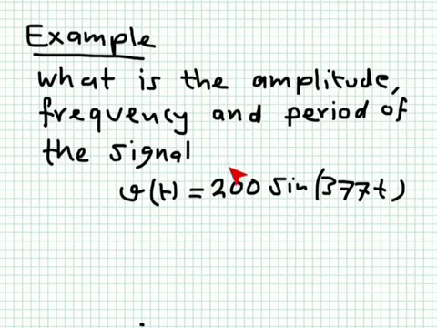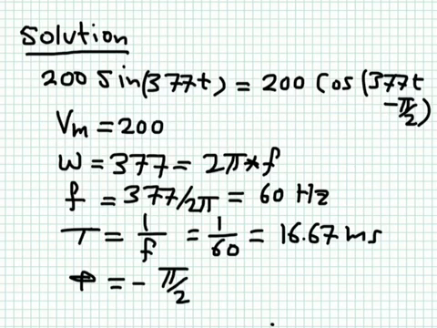Of course, this here is the amplitude, it's 200. This one here is omega. Remember, sine omega t or cosine omega t. This is omega, and whatever is added to the angle inside is called the phase shift. So we write this signal in the standard form: 200 sin(377t) is equal to 200 cos(377t minus pi over 2). A sine is a cosine that was shifted to the right, in the positive t direction, by pi over 2.